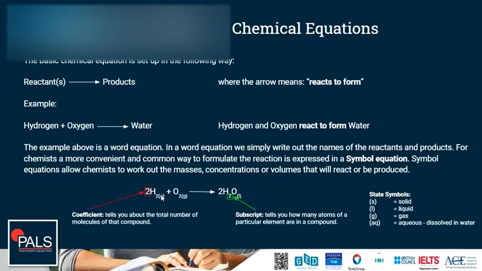We can see as well the small letters in brackets. These are sometimes used, but not always. And they tell us about the state of matter that the substance is in. We have 4 so-called state symbols. We have the S in brackets, which means the substance is in the solid state. We have L for liquid state, G for gaseous state, and AQ, which means aqueous, and that relates to a substance that is dissolved in water.